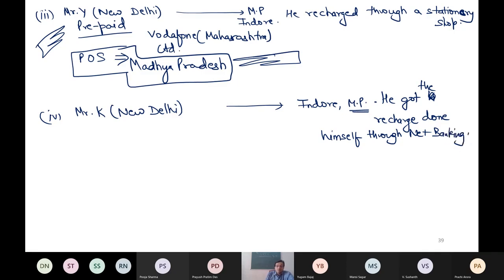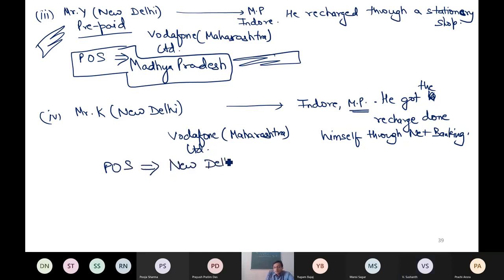Company is same, Vodafone. Can you tell me the answer now? Any answer? What is the place of supply? New Delhi. Now here you are applying the assumption. What assumption are you applying? The address is available in the records of the supplier, assuming the address of the recipient is available. Here the assumption is working.